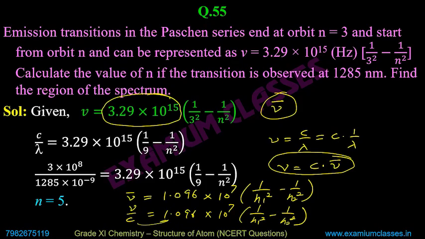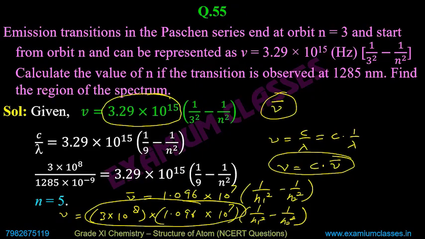It means c will go into numerator here on right hand side. So you can write nu will be equal to c into 1.097 into 10 power 7 into 1 by n1 square minus 1 by n2 square. When you multiply these two, you will get this value. That's what I'm saying. So in this case, Rydberg constant will be 3.29 into 10 power 15.